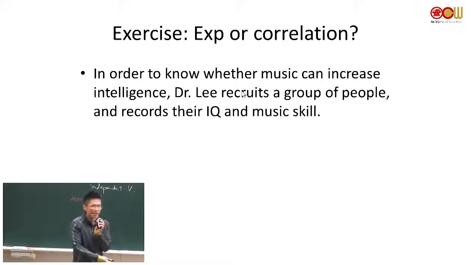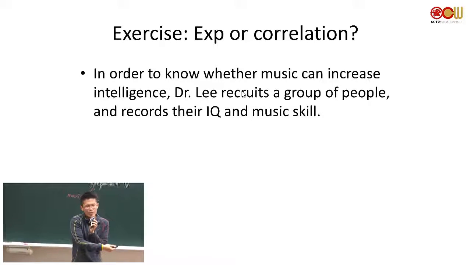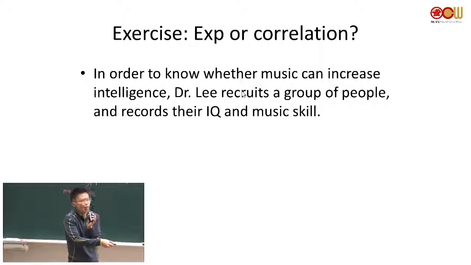Or it could be because those people are just richer. Of course, rich people have more resources, so if they do an intelligence test, they tend to get higher scores. And also they have more time and money to learn a music instrument. So it could be another factor, which is how rich you are, that leads to this correlation.